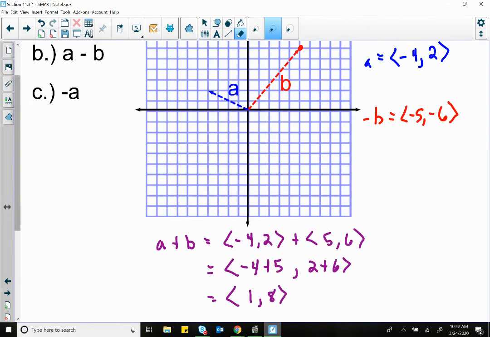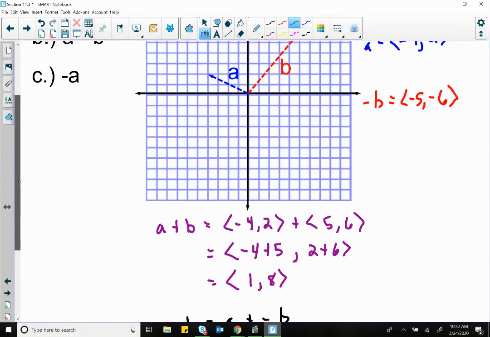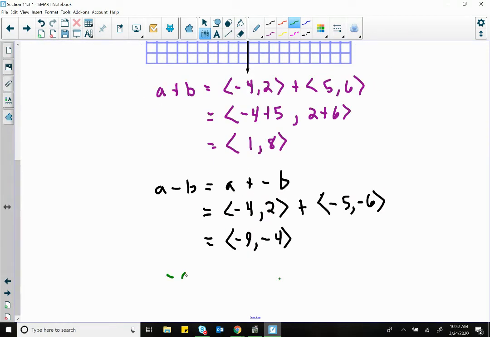Well, hopefully the opposite of A right here would be really quick and easy. Nothing crazy going on there. So the opposite of A, just flip the signs. 4, negative 2. That would be the opposite vector. All right.